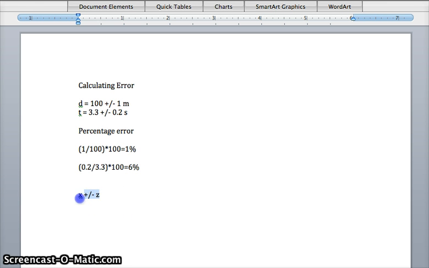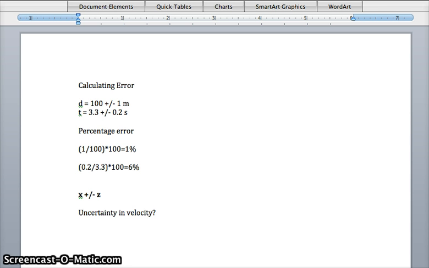What I'm more concerned with is that you're able to present values, derived values, in the form of x plus or minus z, given initial values like 100 plus or minus 1 and 3.3 plus or minus 0.2. So let's say I want you to find uncertainty in velocity, given those values for distance and time.